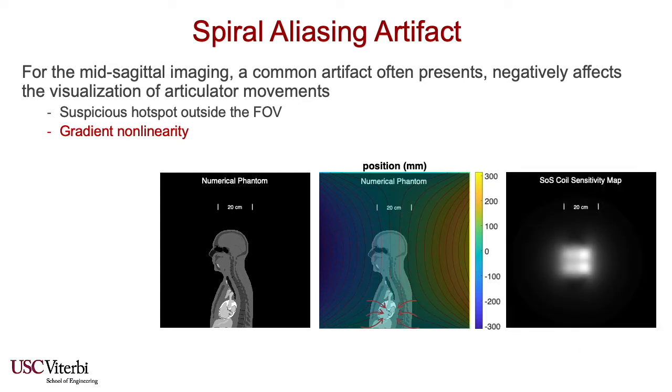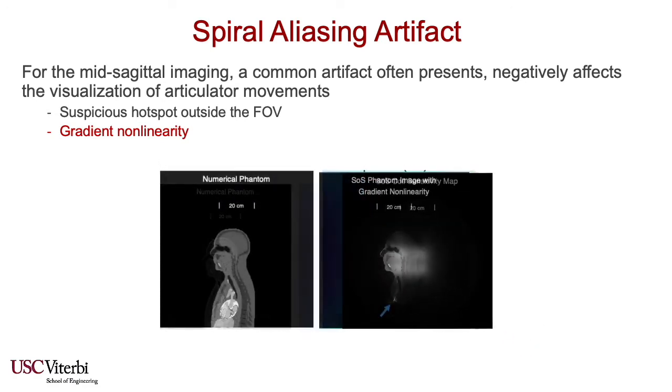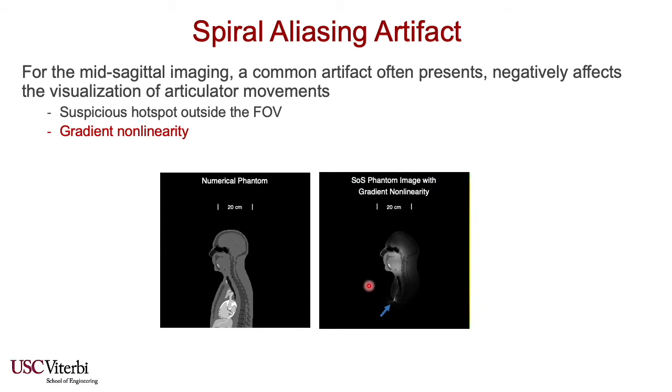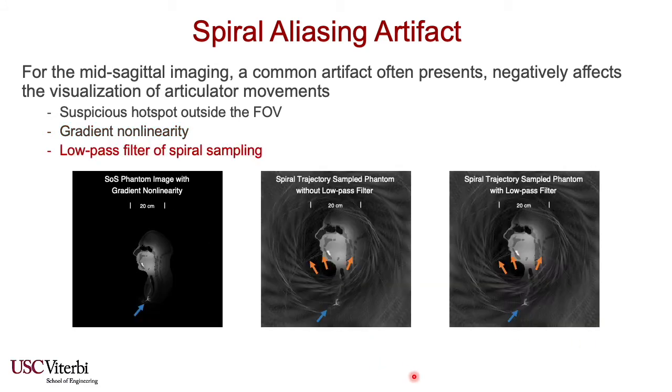Even though we acquire the data with a coil array that has low sensitivity below the vocal tract area, the hotspot still exists due to its high signal intensity. And for spiral trajectory, the readout low-pass filter does not fully eliminate the signal outside the desired FOV. As a result, the spiral aliasing artifact appears within the FOV, as pointed by the orange arrows.